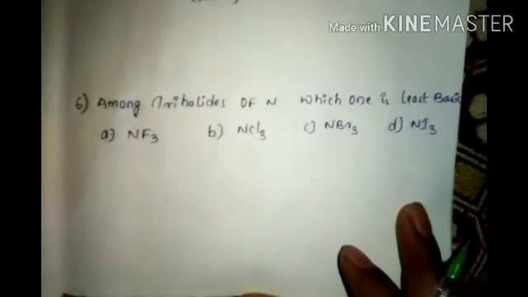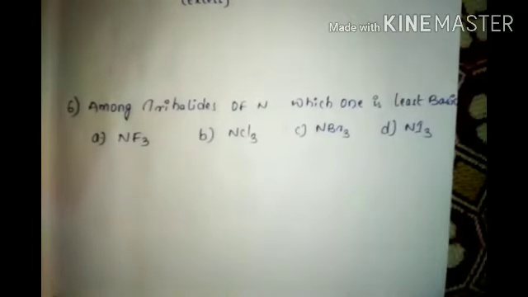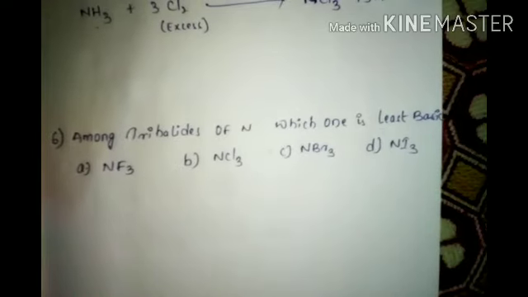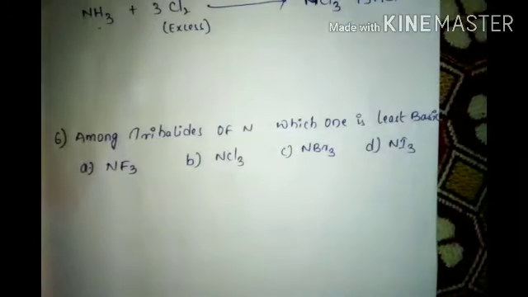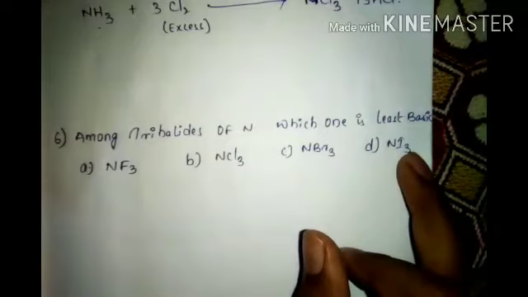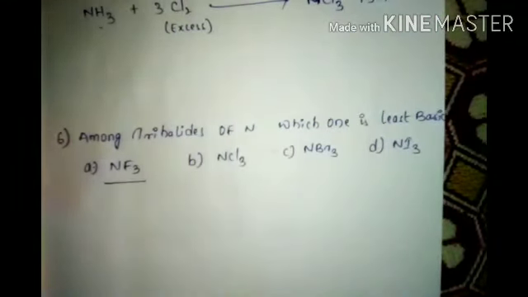Okay. Next, among trihalides of nitrogen, which one is least basic? Among all trihalides, which has least basic character? The simple reason: fluorine, chlorine, bromine, iodine, all they have given. So everybody knows this answer is NF3 because of highest electronegativity, that reason everybody knows.